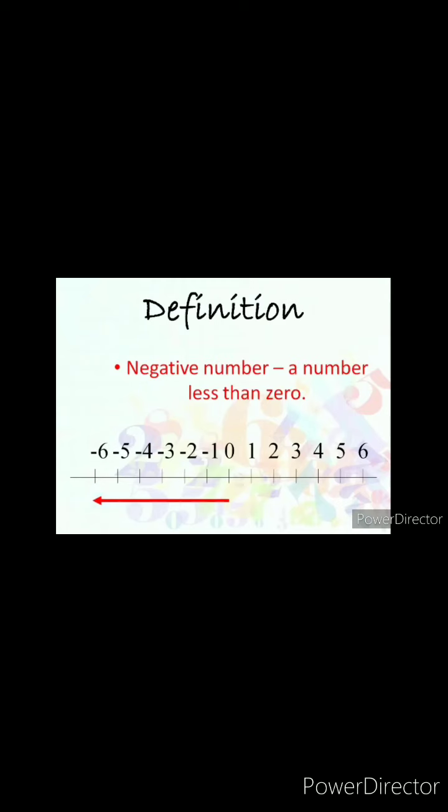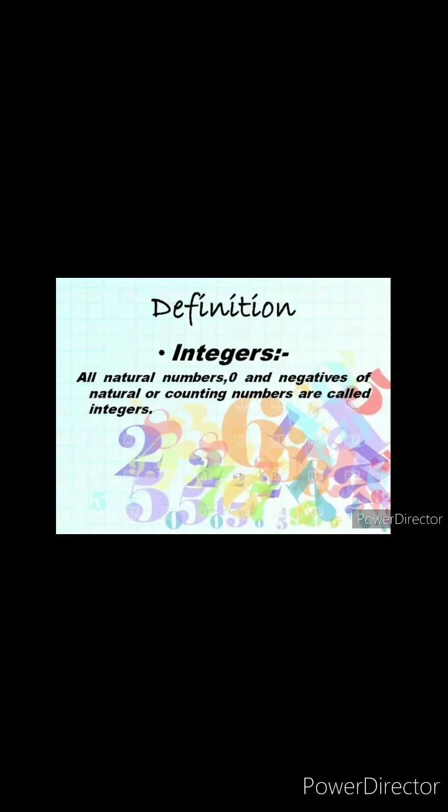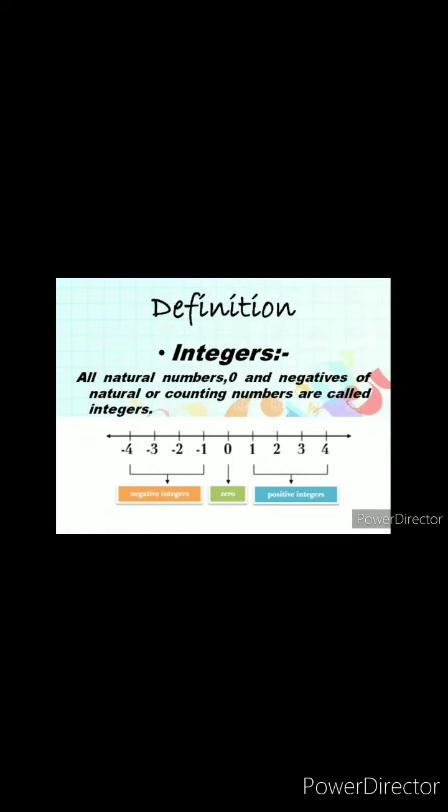Now, when we have defined negative numbers and positive numbers, it's time to define integers. Integers are the set of all natural numbers, 0 and negative counting numbers. You can see here on this number line we have 0, negative numbers like -1, -2, -3 and so on, and 1, 2, 3, 4 and so on as positive numbers. The combination of all these represents the set of integers.